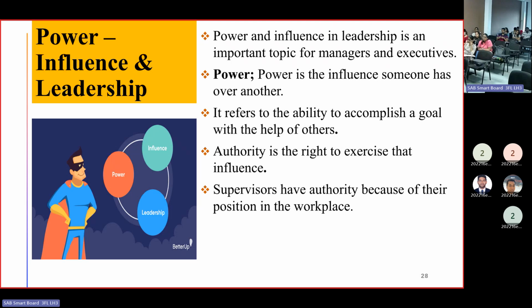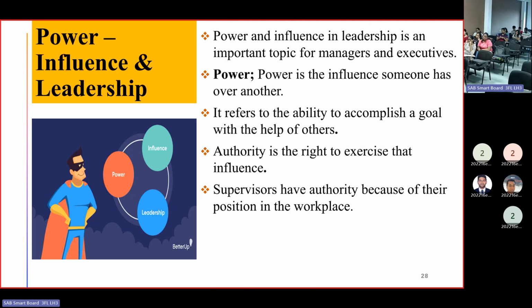If you take an organization chart, say board of directors, then CEO, then CFO, CMO, CTO, right, there you get different people. So they have authority because of this level. But they are leaders at different degrees of level. Okay? So that's what I'm saying. Supervisors have authority because of their position in the workplace.